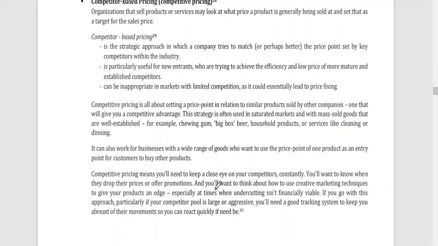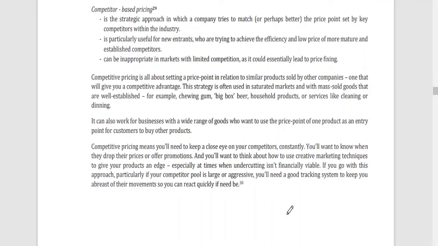You'll want to know when they drop their prices or offer promotions, and you'll want to think about how to use creative marketing techniques to give your products an edge, especially at times when undercutting isn't financially viable. If you go with this approach, particularly if your competitor pool is large or aggressive, you'll need a good tracking system to keep you abreast of their movements so you can react quickly if need be. So, kinahanglan yun kang magsigig bantay kung unsa naman ang presyohan sa imuhang mga kakompetensya.